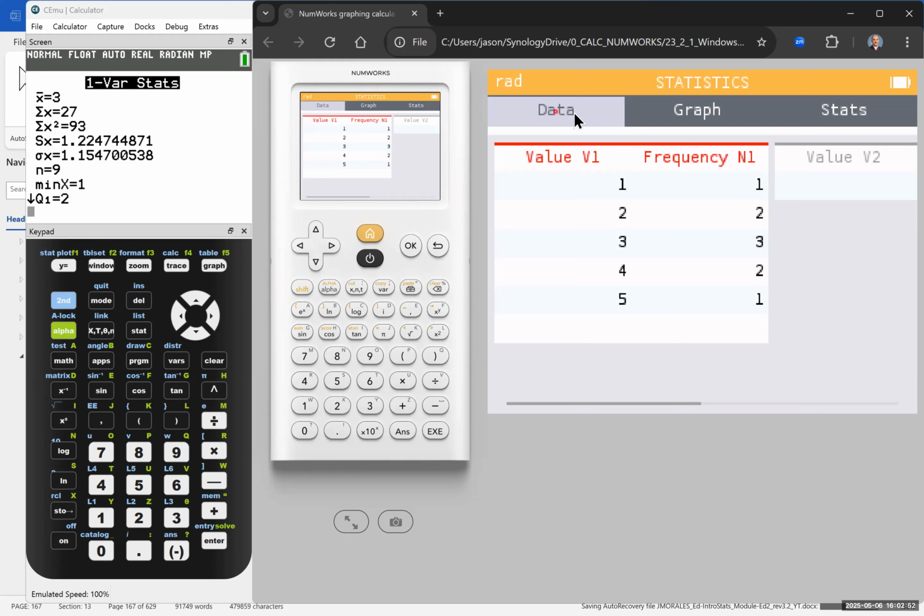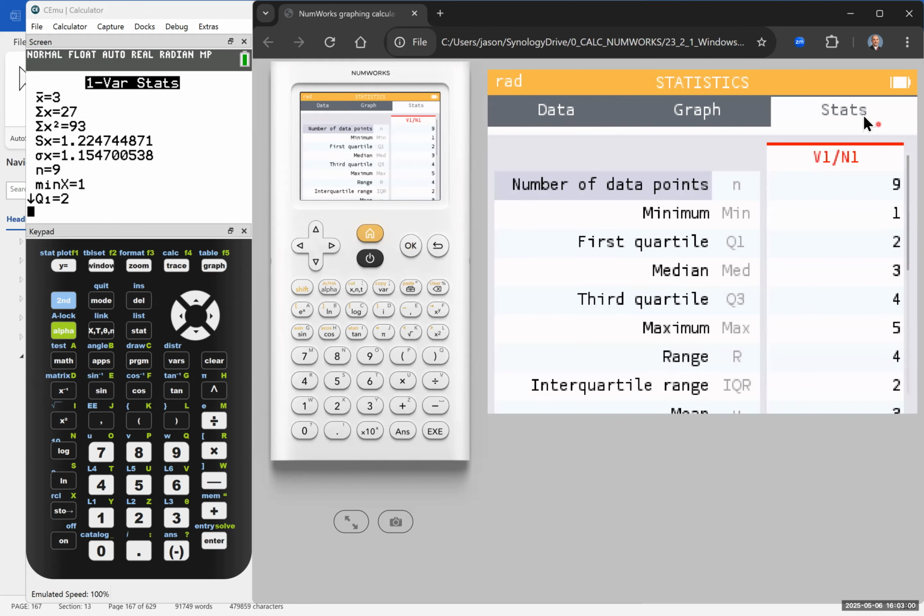So now I have the data tab selected, move over to the stats tab and click OK. So now this is going to give me statistics on the columns of data here. Right now it's giving statistics of the value and frequency columns together, right? So number of data points, n equals 9, because there were 9 people that I asked in this study.